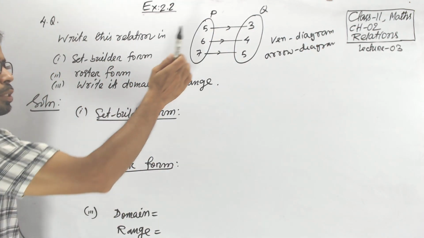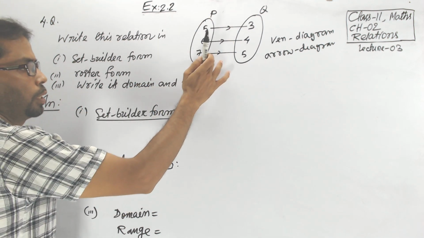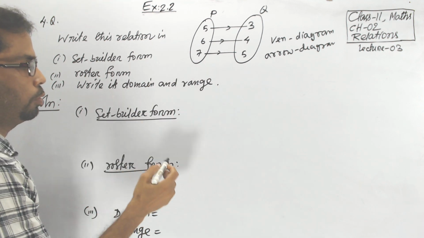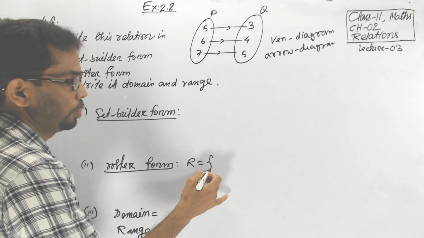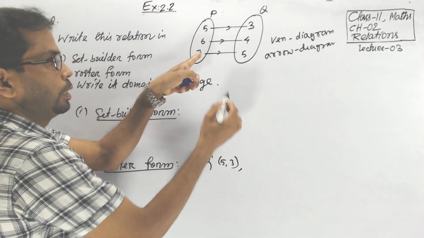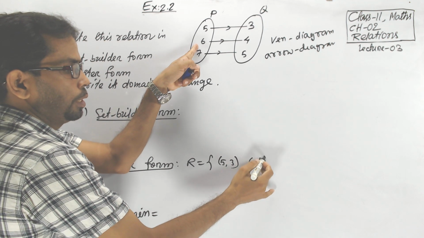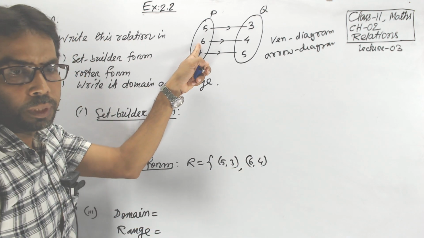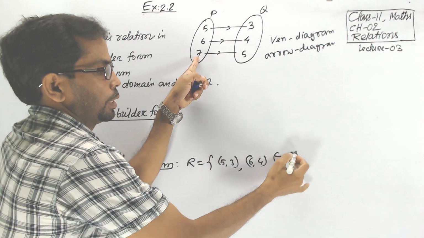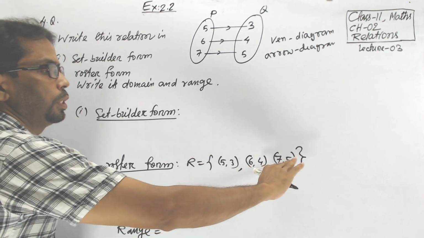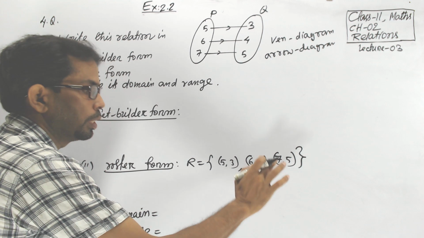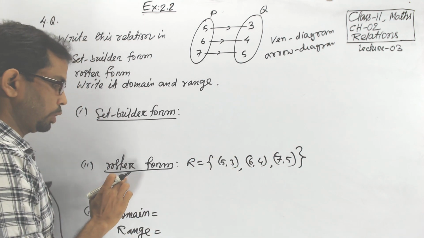Now this relation we are asked to write in set builder form, roster form, and to write its domain and range. I will write the roster form first. The relation: you see 5 is related to 3, that means 5 and 3 make one pair. 6 is related to 4, 6 and 4 make another pair. Then 7 is related to 5, making another pair. This way of writing a relation in second brackets, listing the elements separated by commas, is called roster form.